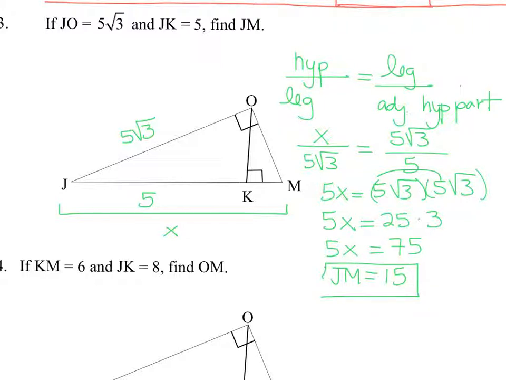Definitely make sure that your JM is larger than the adjacent hypotenuse part, because if your whole is not bigger than your part, you've definitely made a mistake. And now if I needed to, I could say that KM is equal to 10, since the full hypotenuse is 15 and JK is 5. Obviously this is not drawn to scale, but that's how you could find KM if needed.